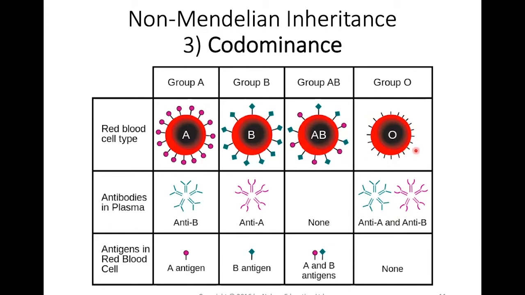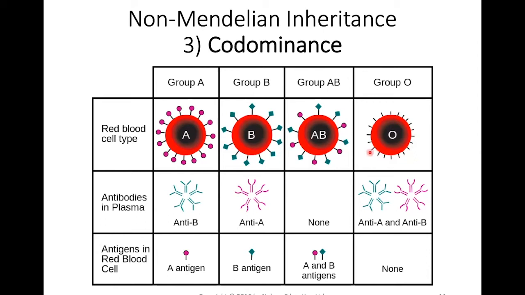Individuals with type O blood are known as universal donors, and that's because they don't have any antigens on their red blood cells. And so you can give type O blood to an AB individual and, well, they don't have antibodies anyway, so they're not going to attack the type O blood.